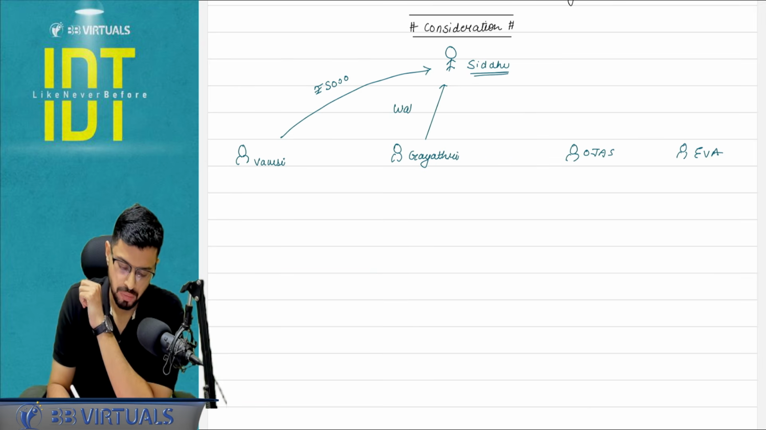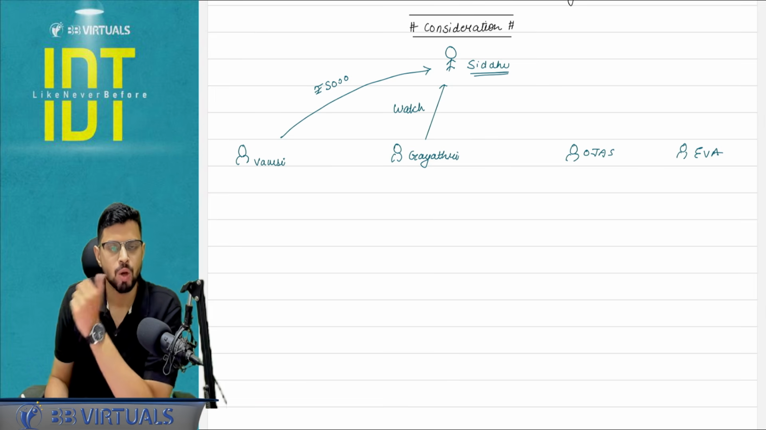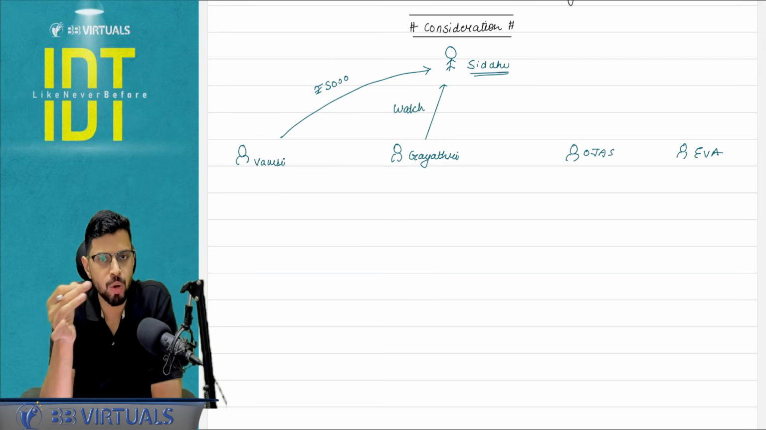So Gayatri gave me a watch. I asked Ojas, "Ojas, what are you going to do for me? Because we are going to be registering you for the class." Ojas says, "Sir, I'm not going to give you money. I'm not going to give you any other form of money.